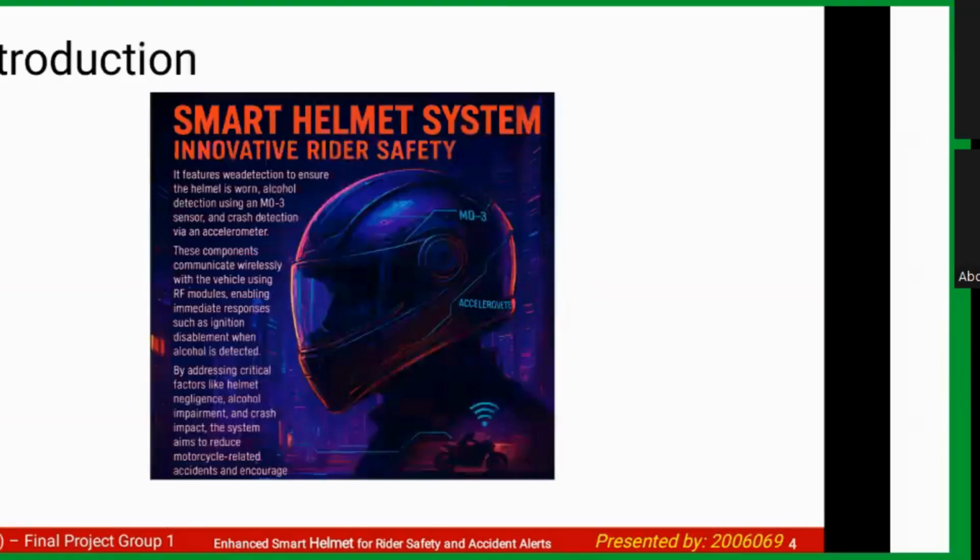Here is our introduction. The smart helmet ensures safety by detecting whether the helmet is on. It uses an MQ3 sensor to detect alcohol and an accelerometer to sense crashes. The system wirelessly communicates with the vehicle using RF modules. It can disable ignition if alcohol is detected, preventing unsafe riding. This system helps reduce accidents by tackling helmet misuse, drunk driving and crash impacts.